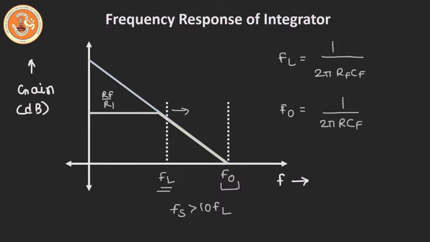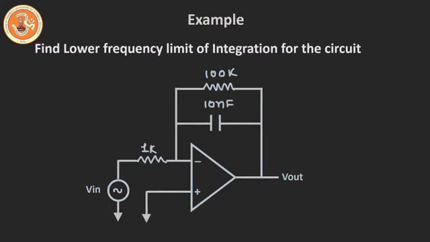Here we have a practical integrator circuit, and in this circuit, we have been asked to find the low frequency limit for this integration. Here the value of the feedback capacitor is 10 nF, the value of the feedback resistor is 100 kilo ohm, while the value of the resistor R is 1 kilo ohm. We know that the cutoff frequency FL is equal to 1 divided by 2 pi RF CF. If we put in the values of RF and CF, the cutoff frequency FL comes out as 159 Hz.